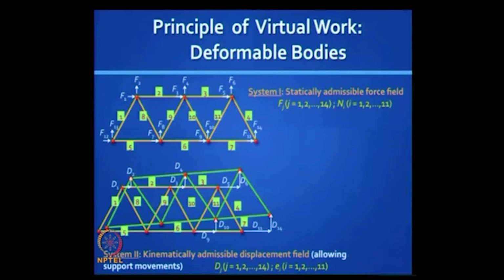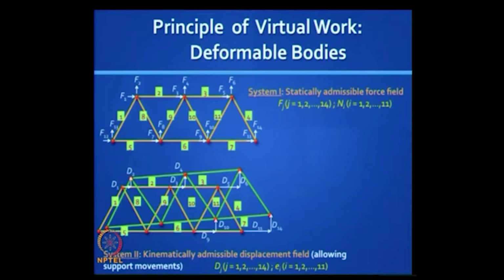The advantage of looking at it this way is you remove the cause effect dependence between the force field and the displacement field. Let us call the first field, where we have a statically admissible force field, as system 1, and the other system, where we look only at the displacements, as system 2, where we have a kinematically admissible displacement field. So in this field we look at the dj's. In this particular example, you have 14 values of dj, and you have 11 values of ei, because there are 11 members, and they are all interrelated, bound together by compatibility.